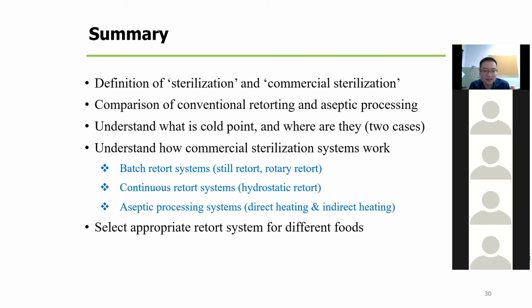And finally, we covered aseptic processing, with two types of heating. Direct heating is the direct mixing of the heating media and the food. So steam will be mixed with the food directly, and so the steam has to be potable. Another case is where we used a heat exchanger, like the tube exchanger and the plate exchanger.